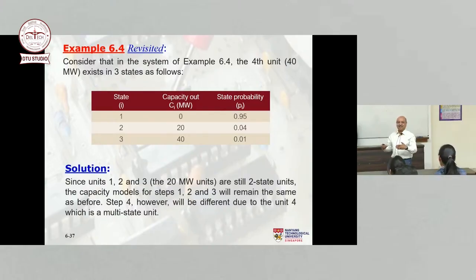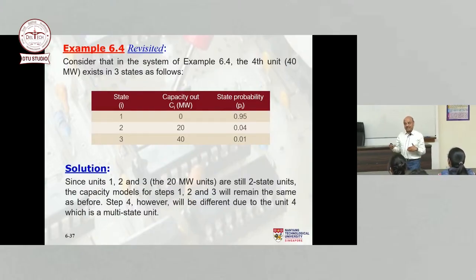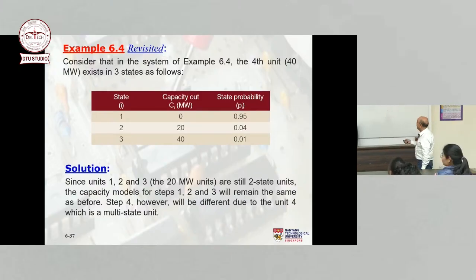That's the advantage. If I put this as the first unit, everything will change, even though the end result will be the same. So the loading order does not affect the COPT, capacity outage probability table, but the way we are building it, the intermediate answers will be different, right? In order to save us that time and effort, I'm not changing the first three generators from this example, but I'm changing the fourth generator, the 40 megawatt unit, and instead of the 40 megawatt generator existing in 2 states, now I'm saying that it can exist in 3 states.